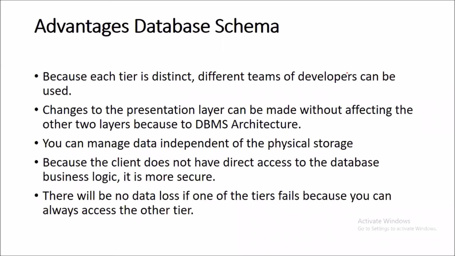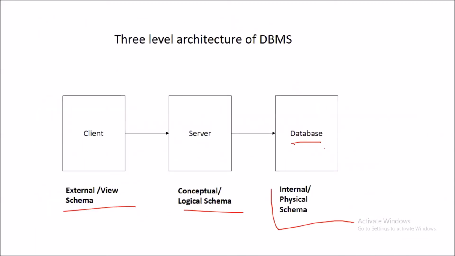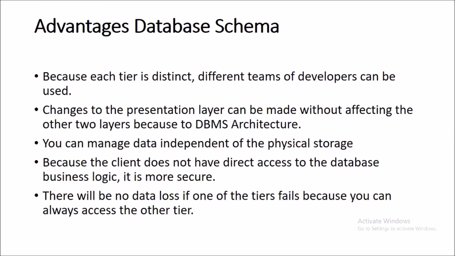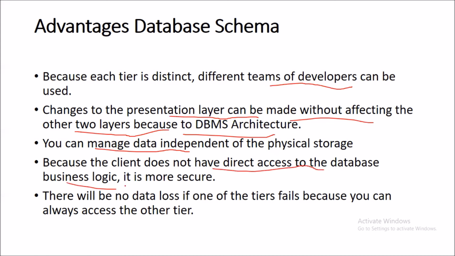Now next are the advantages of DBMS schema. As you see here, each tier is distinct. Because each tier is distinct, different teams of developers can be used. Changes to the presentation layer can be made without affecting the other two layers because of the DBMS architecture. You can manage data independent of the physical storage because the client does not have direct access to the database or business logic, so it's more secure. There will be no data loss if one of the tiers fails because you can always access the other tier.